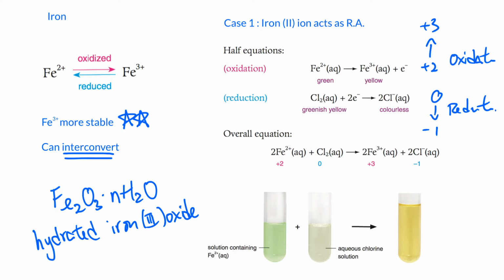In the process, you see that this one is pale green, and the other is greenish yellow, and in the product we got yellow and also colorless. So you can see the product will be yellow in color overall. So this iron(II) acts as a RA.